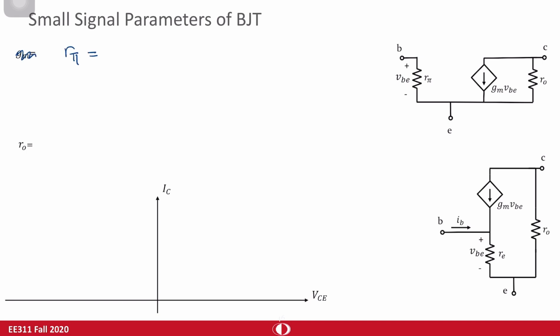Rπ is the input impedance, right? You are seeing it from the input, and it's the resistance. Therefore, it's going to be some voltage divided by current. Input voltage, input current, VBE, IB. It's not linear, so I'm going to use the derivative.